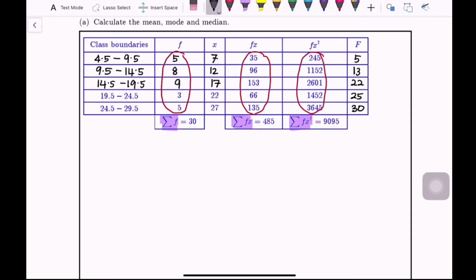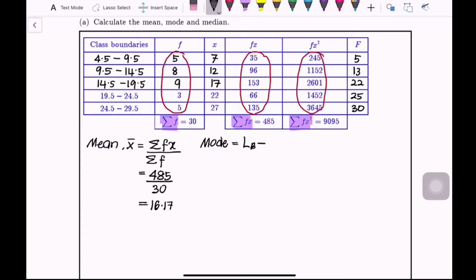To determine the mean, it is equal to the sum of fx over the sum of f. The sum of fx is equal to 485 over the sum of f, which is 30, and the mean is equal to 16.17.